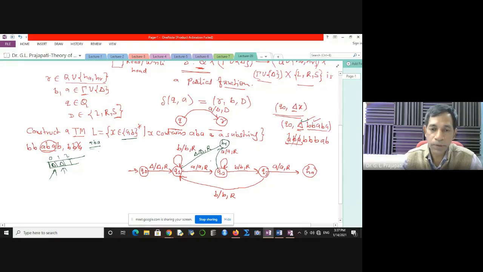this is a case of rejection also, because this string does not contain ABA as a substring. So here you have blank, replace with blank, and go to the R. Now if you are at Q3 and instead of input A or B you have the blank, then again the string does not contain ABA, so it goes to the HR state. Immediately the machine decides that this is not a case of acceptance, and hence it goes to the rejection state.